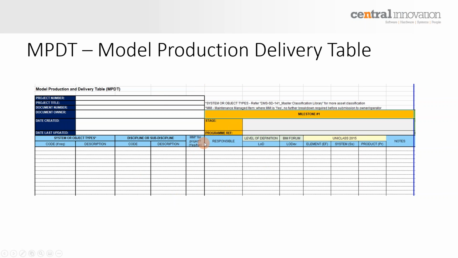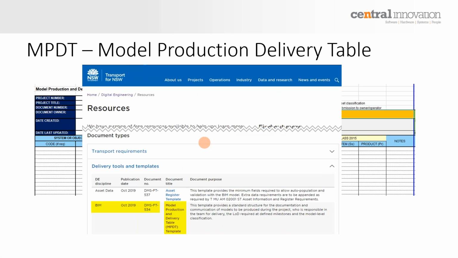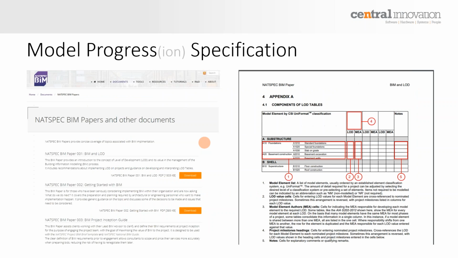Again, this particular example for the model production delivery table, it's taken again from Transport for New South Wales. It's a fairly good example, but it's also set for the purpose of their own operation. So there's nothing magic in there other than being a nice example and a locally relevant example.